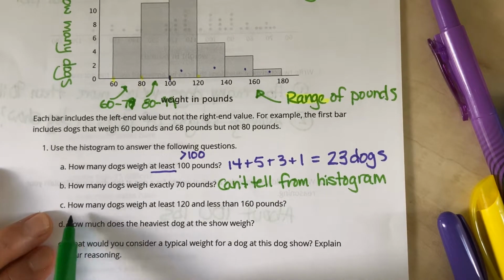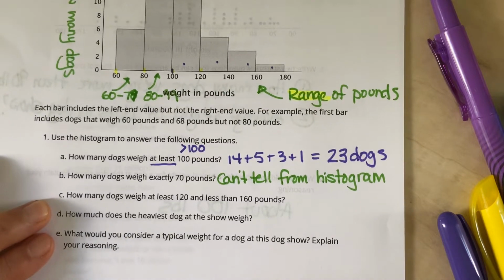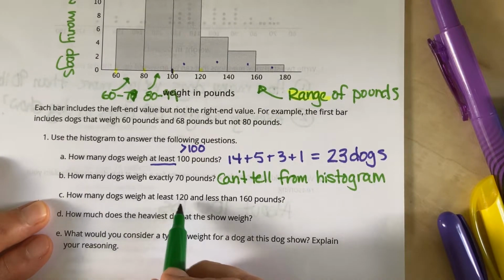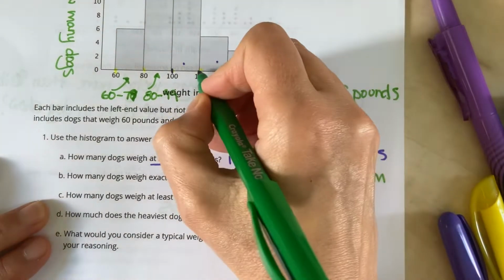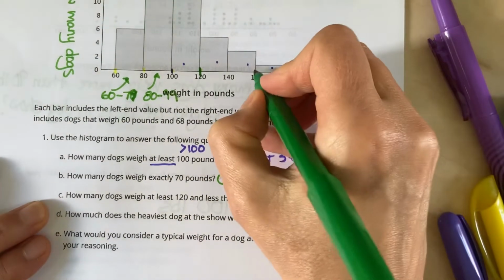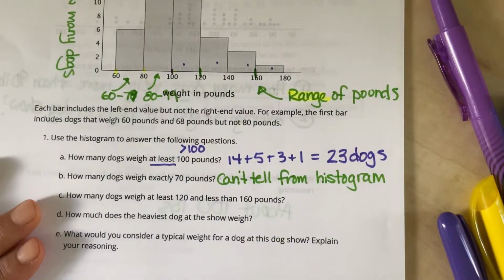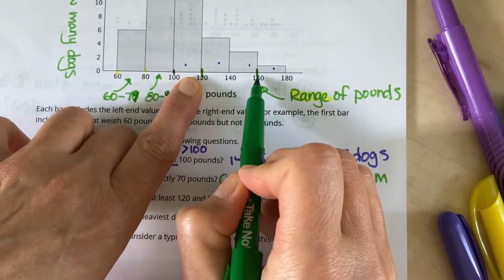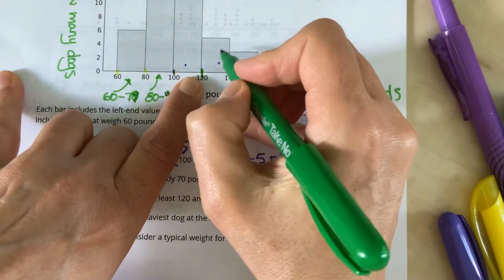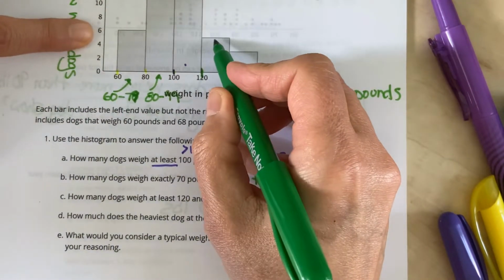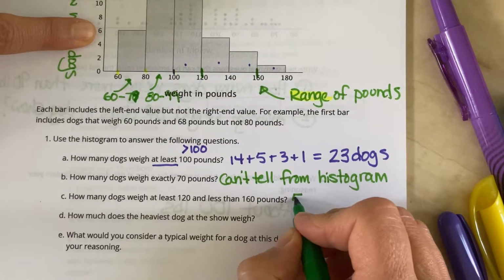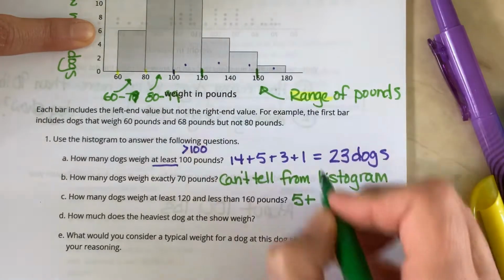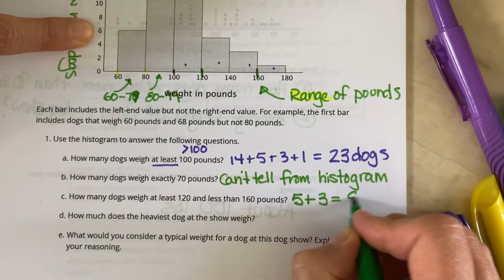Question C says, how many dogs weigh at least 120, but less than 160? So they're in between this range and this range. Okay, so they weigh at least 120, but no more than the 160. So I would add up these ones. This would be, again, that was 5. And this one was 3. So I would say 8 dogs.